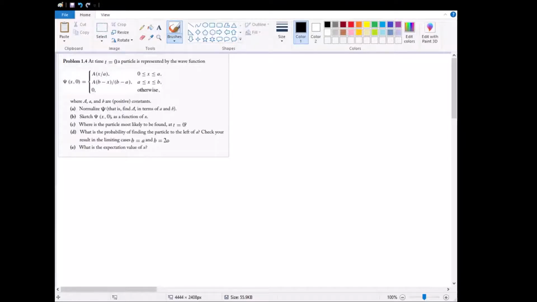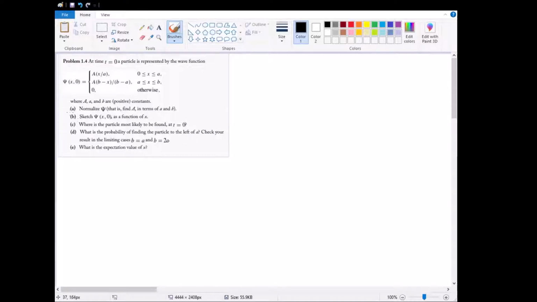Problem 1.4 is our first exercise for normalization. We are given a wave function psi of x comma 0, equal to a piecewise function: from 0 to a, it is equal to capital A times x divided by a. From a to b, it is equal to capital A times (b minus x) divided by (b minus a), and it is equal to 0 for any other value. And a and little b are all positive constants.